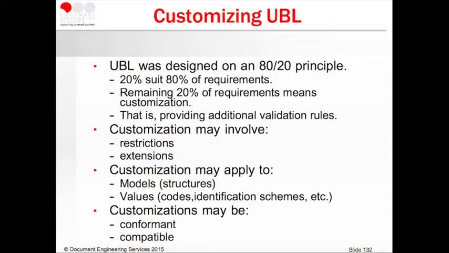And there are two typical requirements for customization. One is to restrict, in other words, to limit the things that may be exchanged, the information that may be exchanged. And the second is to extend, to add things that aren't there. And that customization may apply to the models, the structures, the schema, and also the values. So the things, the information itself, be they codes or identification schemes.